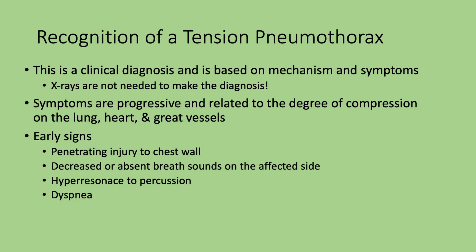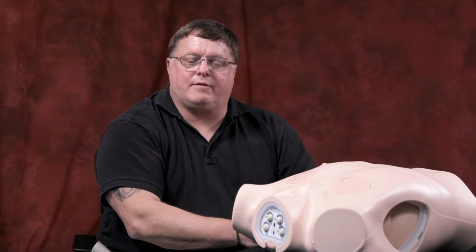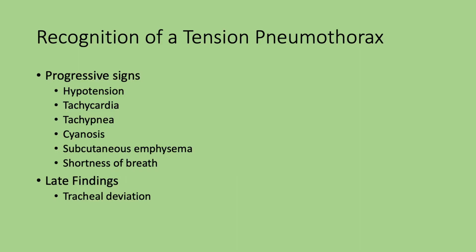and the patient's going to have difficulty breathing. More progressive signs, as the pleural cavity fills with air, the lung is compromised and now compromising the heart, reducing cardiac output. You're going to see a patient who is hypotensive, tachycardic, tachypneic, cyanotic. You may palpate subcutaneous emphysema up around the collarbone, and they're going to be short of breath.